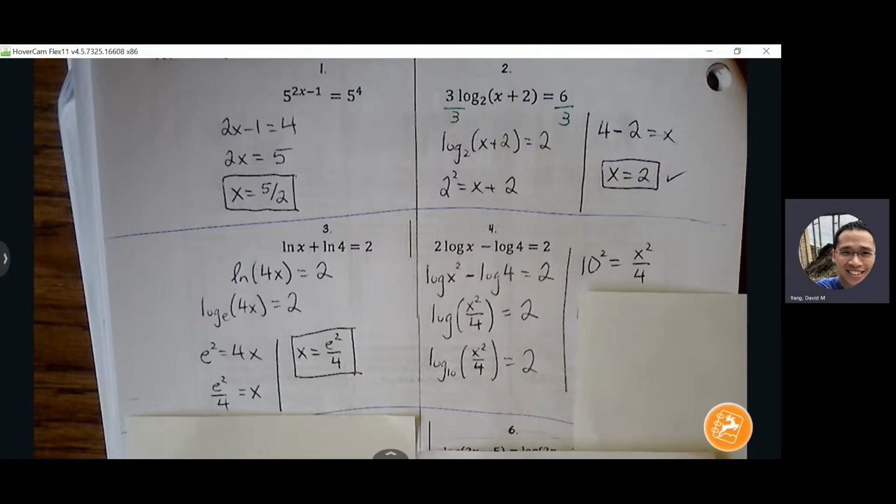I forgot to mention, number 3, we should have checked, right? We needed to check for extraneous solutions, but e squared over 4 is positive, and inserting that in for x is not going to cause any issues.